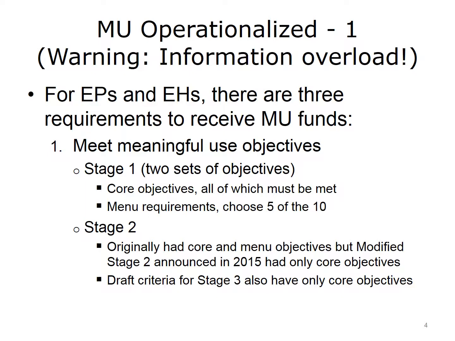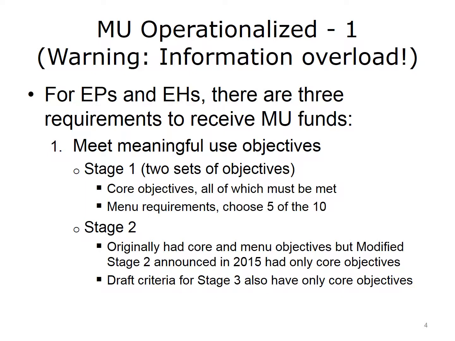In the Meaningful Use program, recall that there are eligible professionals, eligible hospitals, and critical access hospitals, and that they need to meet 3 requirements to receive reimbursement funds. One requirement is meeting the meaningful use objectives in the various stages. In the original stages 1 and 2, each had 2 sets of objectives. The first set of objectives were the core objectives. All of the core objectives had to be met. For the second set of objectives, users could choose a required number from a larger menu of options.